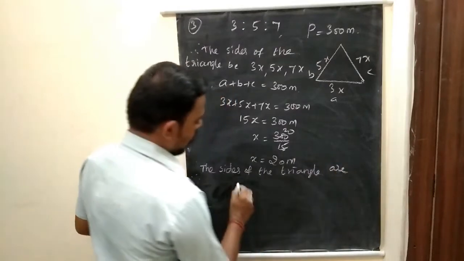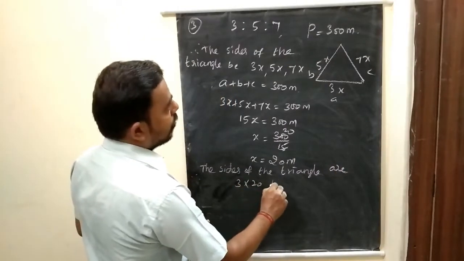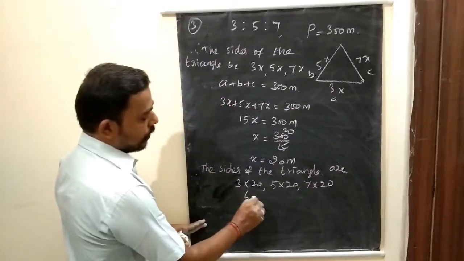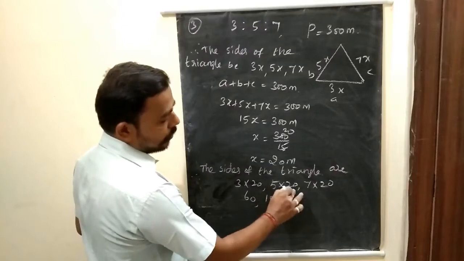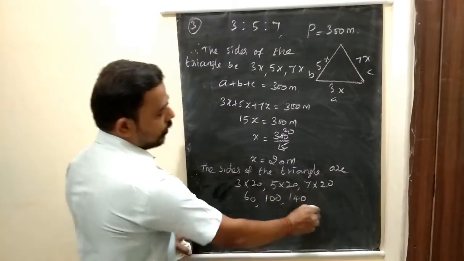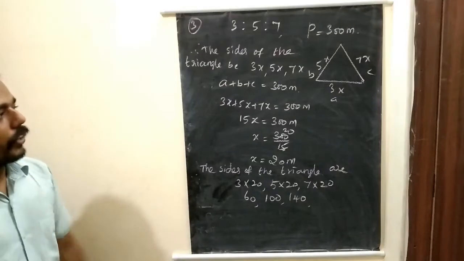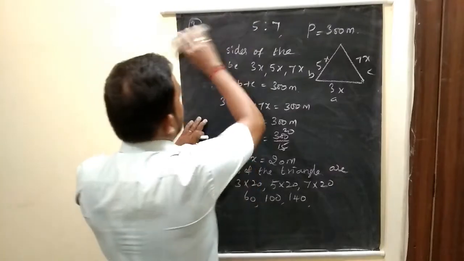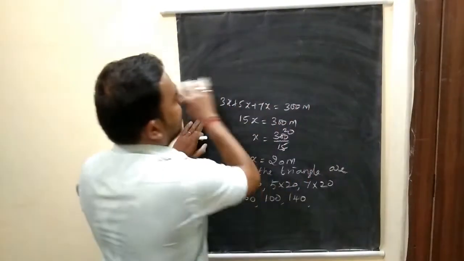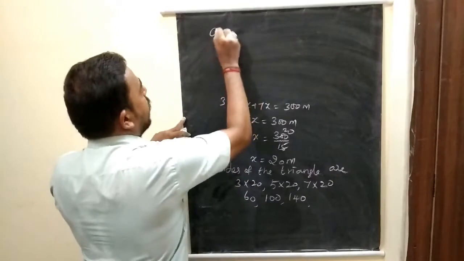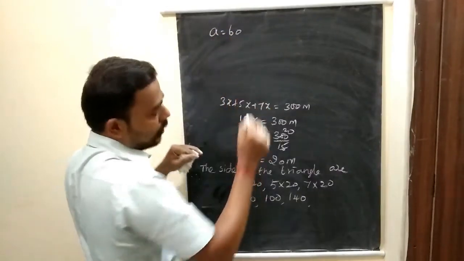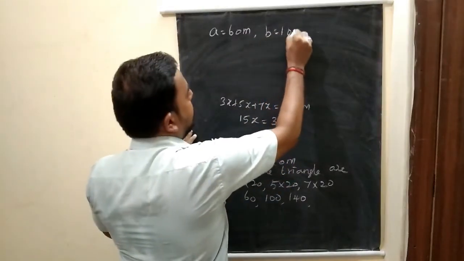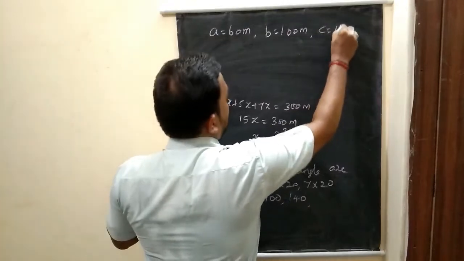Or 3 into 20, 5 into 20, 7 into 20. 3 20s are 60, 5 20s are 100, 7 20s are 140. This is the mean. So now we can consider the a value, b value, c value. Now I am going to solve using Heron's formula. So therefore a equals 60 meter because the unit given is meters, b equals 100 meter and c equals 140 meter.